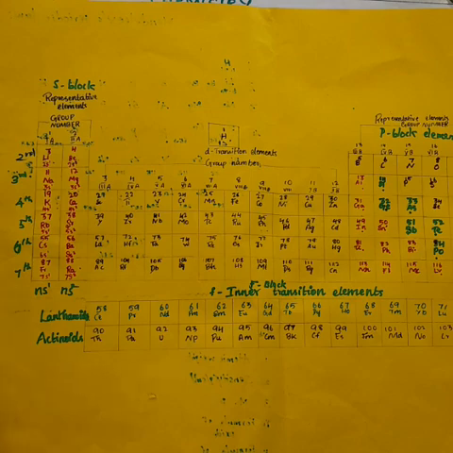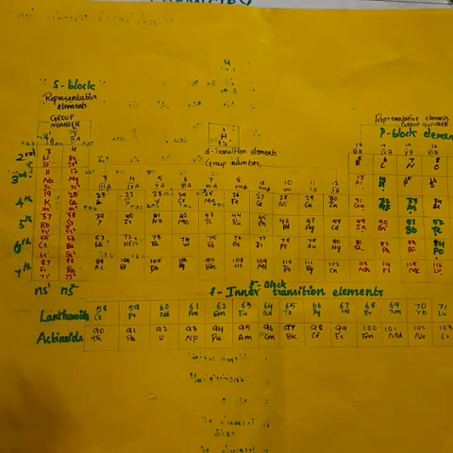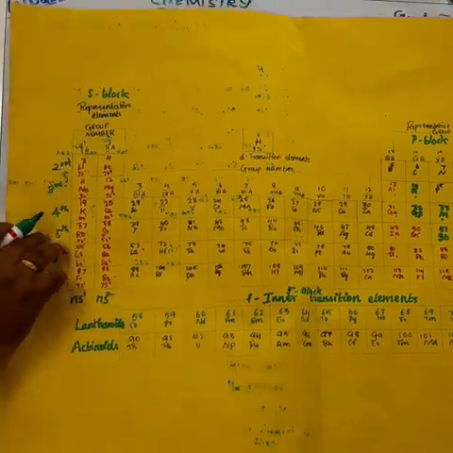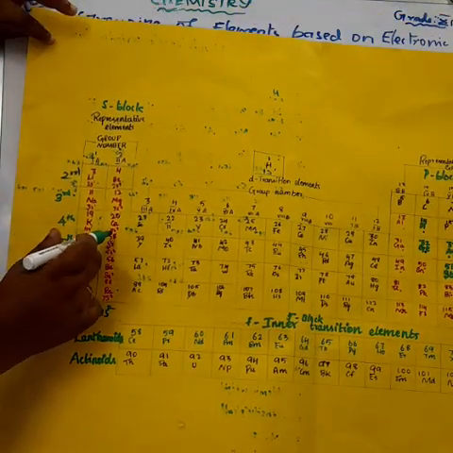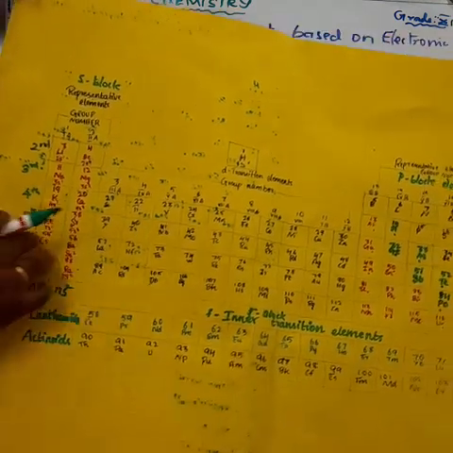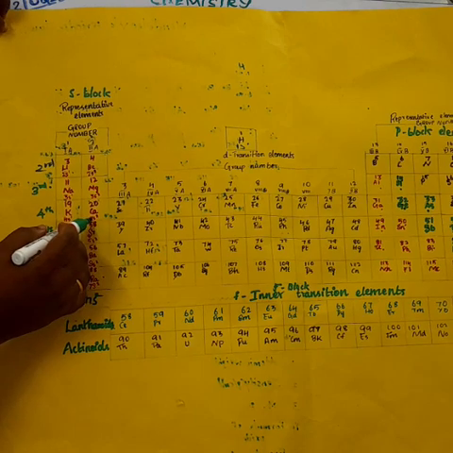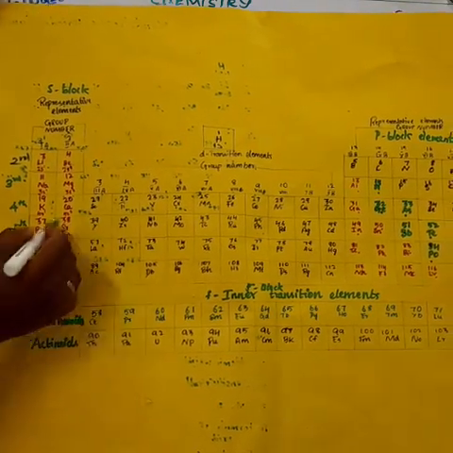In the fourth period, the filling of valence electrons starts from 4s. Fourth period means the period number is 4. Listen here: 4s1 is potassium. It starts from potassium with the outer electronic configuration 4s1, and this 4s orbital is followed by 3d and 4p.